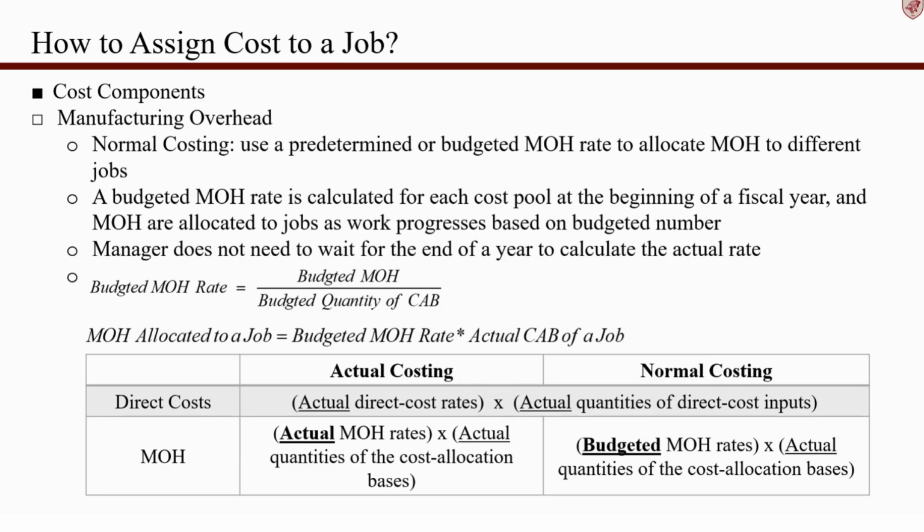To address that issue, managers can consider using what's called normal costing, which is calculated based on a predetermined MOH rate to allocate the MOH, right? So basically, the only difference between actual costing and normal costing is how you apply the MOH, right? Instead of using the actual MOH rate, you can apply what's called a budgeted MOH rate or the predetermined MOH rate that is established at the beginning of the year, right?